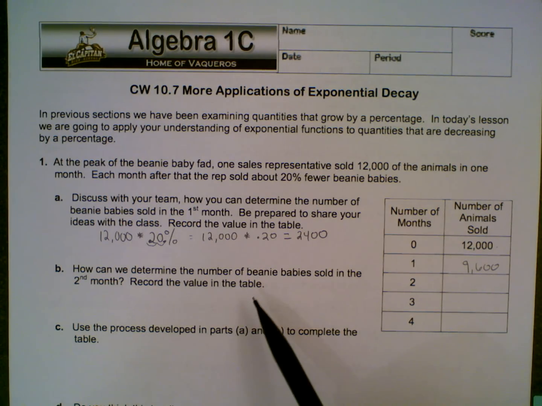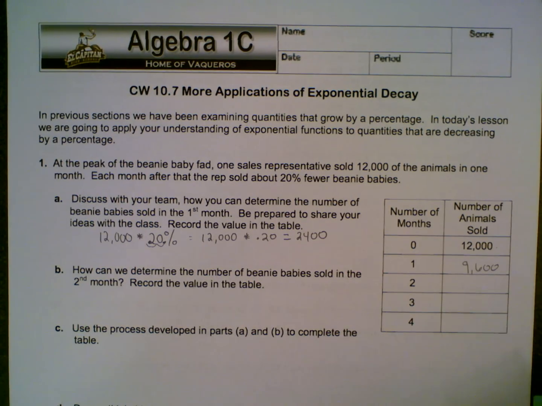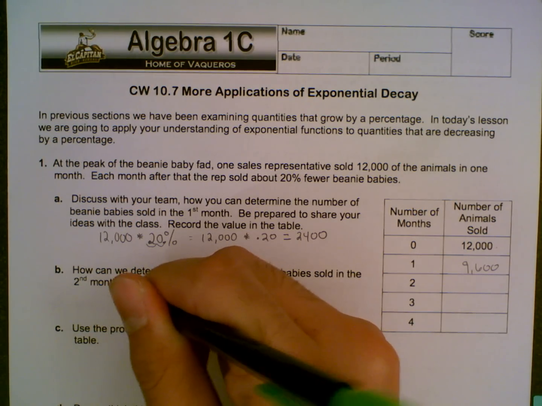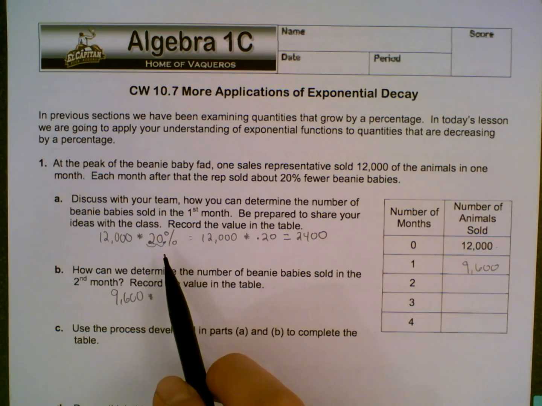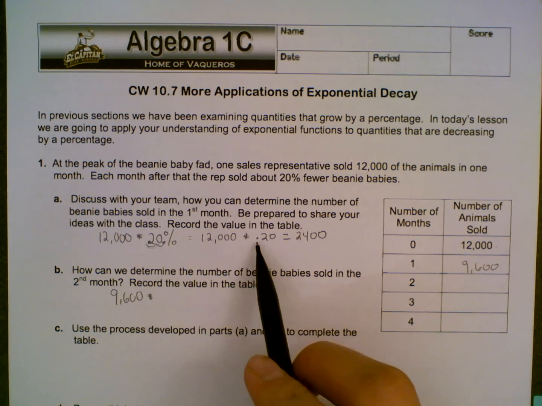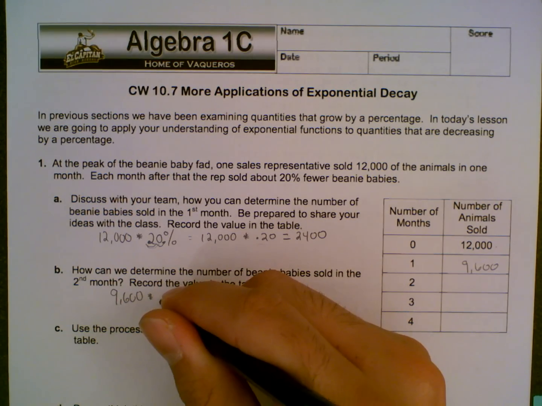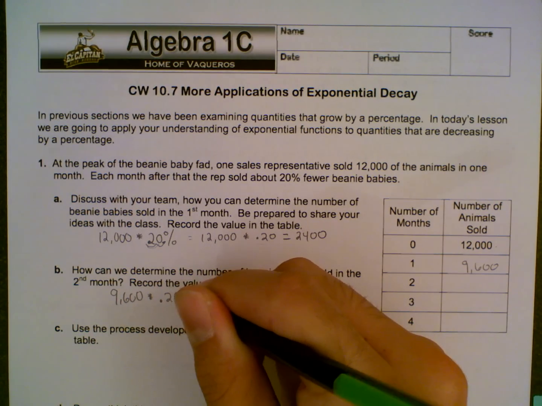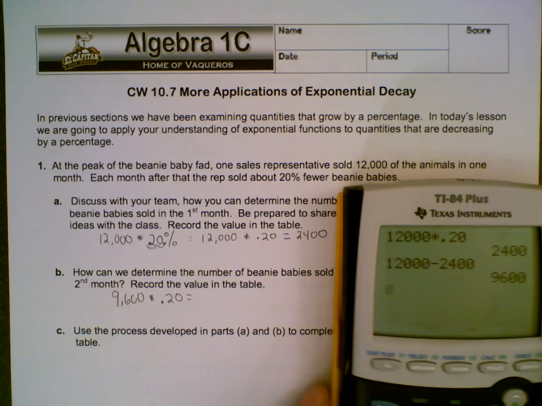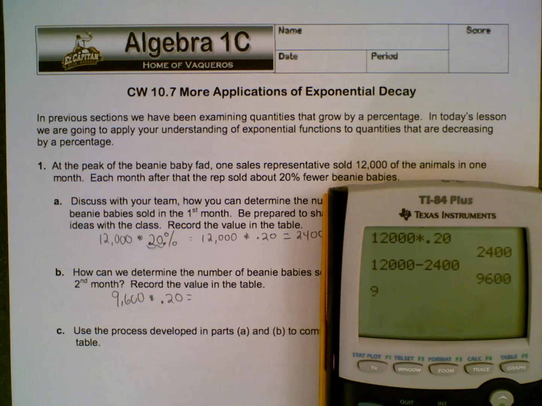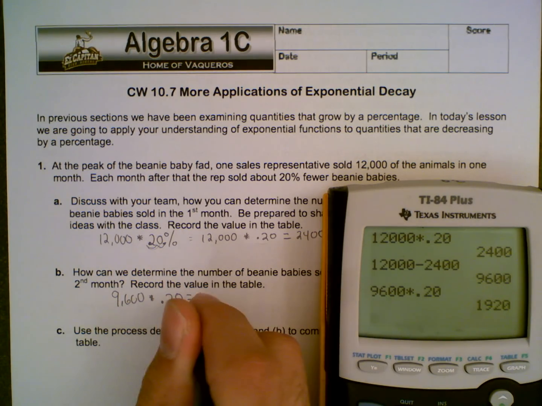All right, how can we determine the number of Beanie Babies sold in the second month? Well, we're going to do the same thing. We're going to take our amount of Beanie Babies, which is 9,600, and multiply it by that 20%. But remember, we want to do it as a decimal. So we move that decimal 2 spots, and we're going to multiply it by 0.20. So I can put into my calculator 9,600 times 0.20, and I get 1,920.